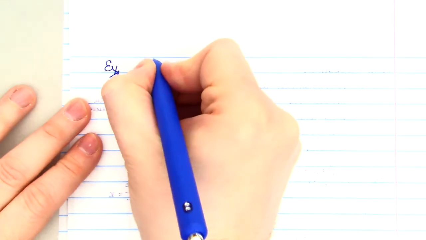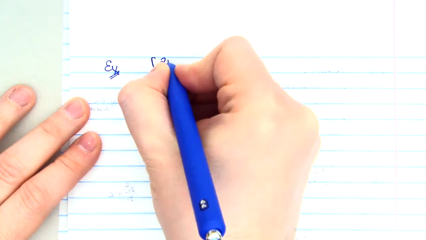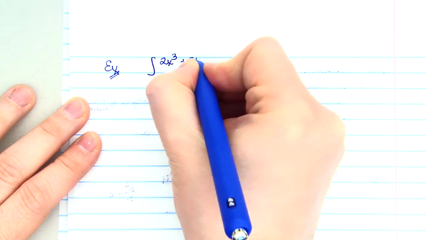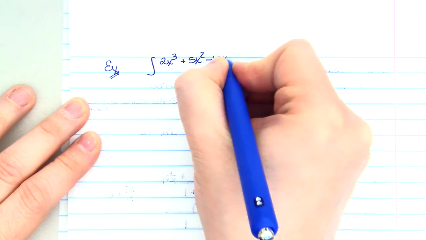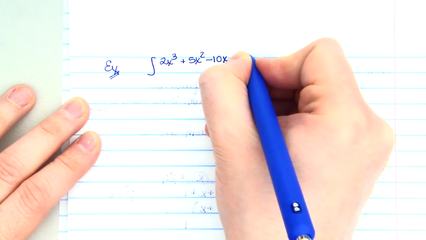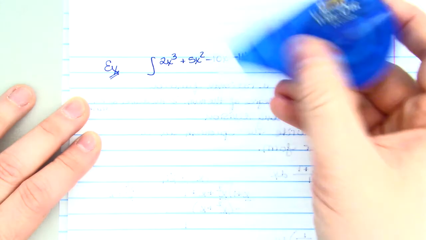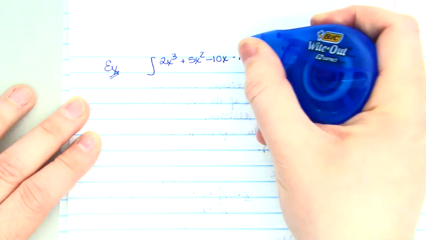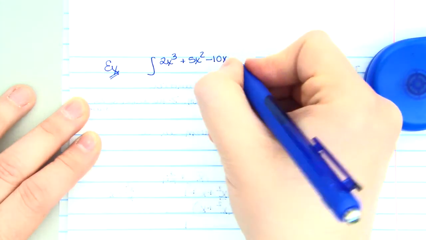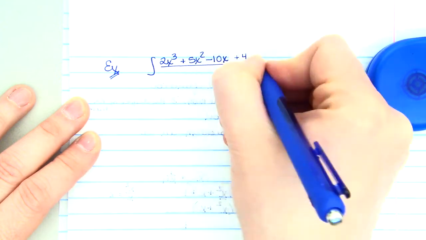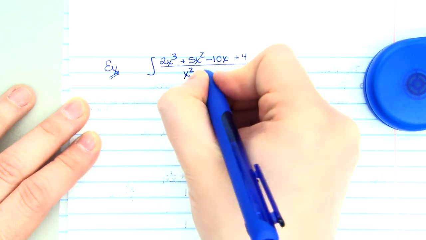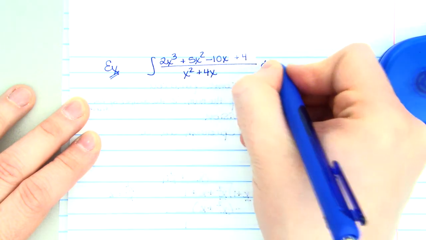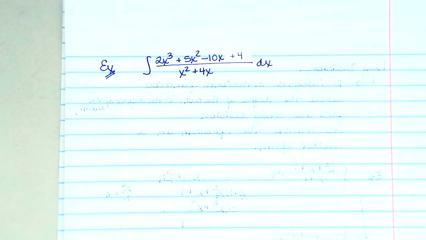Let's try this one. Let's try the integral of 2x cubed plus 5x squared minus 10x minus, nope, hold on. This has got to be perfect or things won't work. Plus 4, all over x squared plus 4x dx. See what you can do.